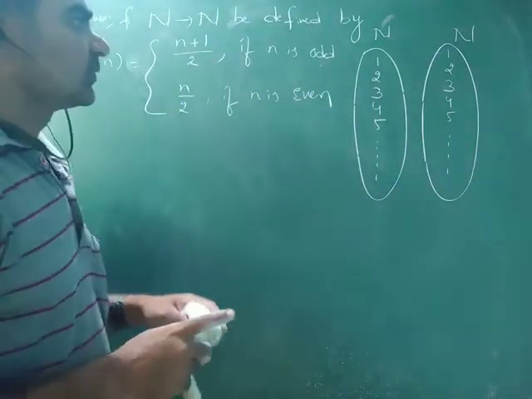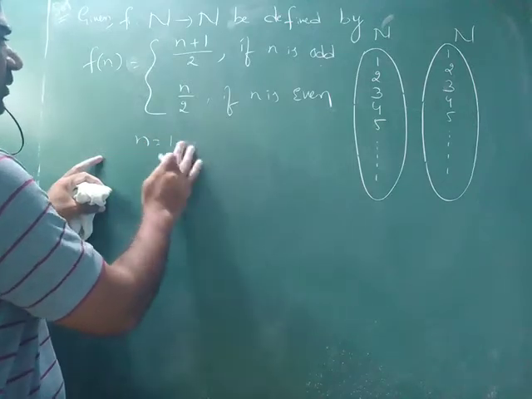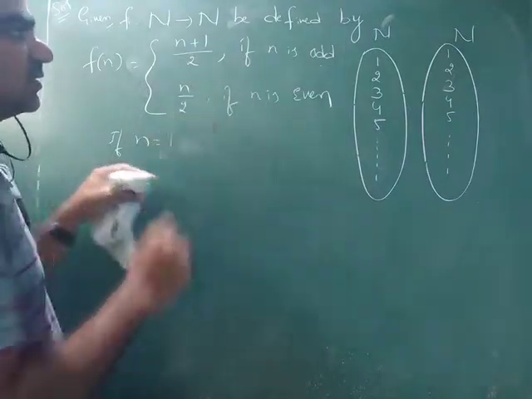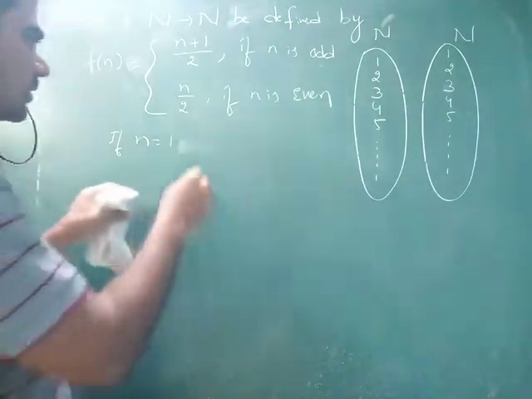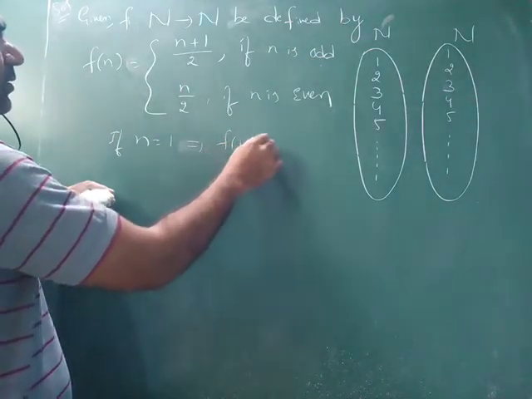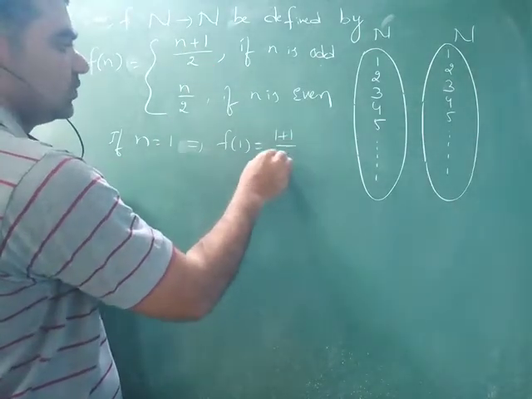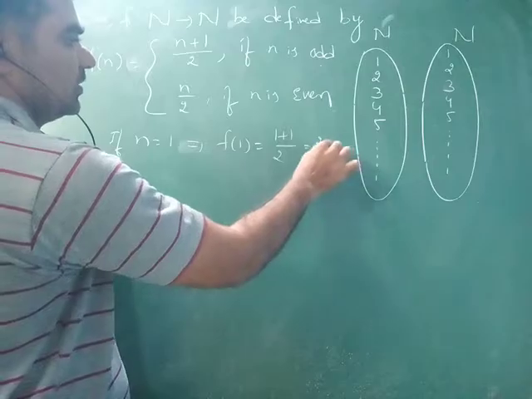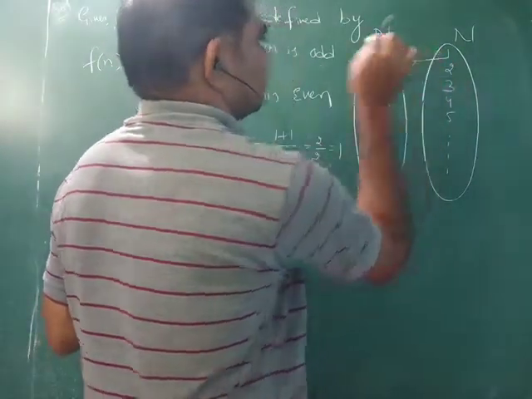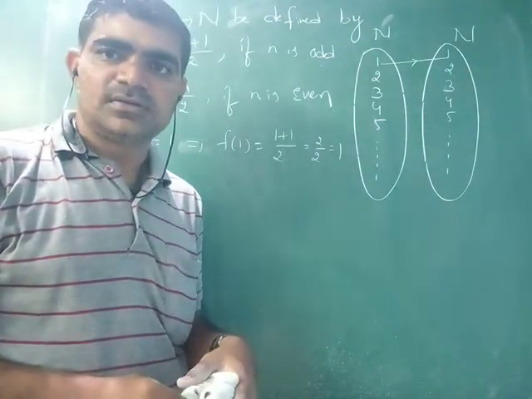First, for n equal to 1, which case? Odd case or even case? Odd case. According to the odd case, f of n is how they defined? (n plus 1) by 2. 1 plus 1 by 2 means 2 by 2 means 1. So f of 1 is 1. The image of 1 is 1. Clear this point?